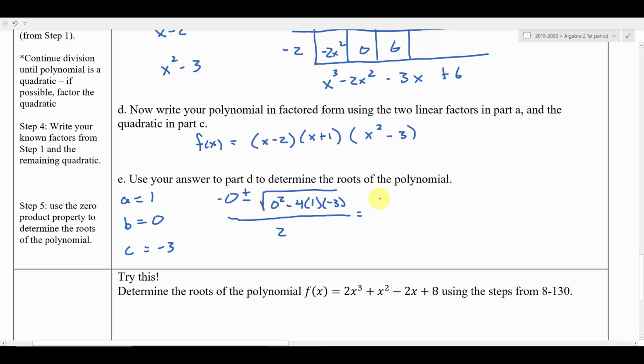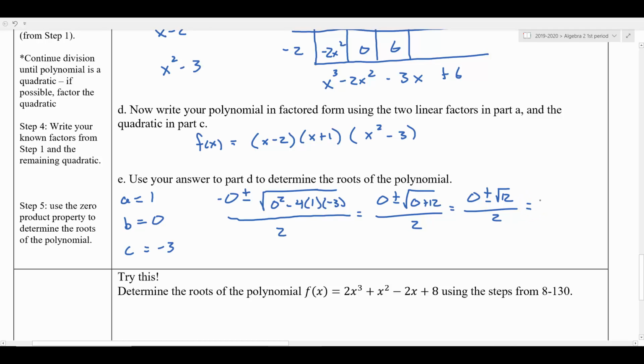So it'll just be 0 plus or minus. 0 squared is just 0. And then you have negative 4 times 1 times negative 3. So that would just be 0 plus or minus the square root of 12 all over 2. And there's our two roots.